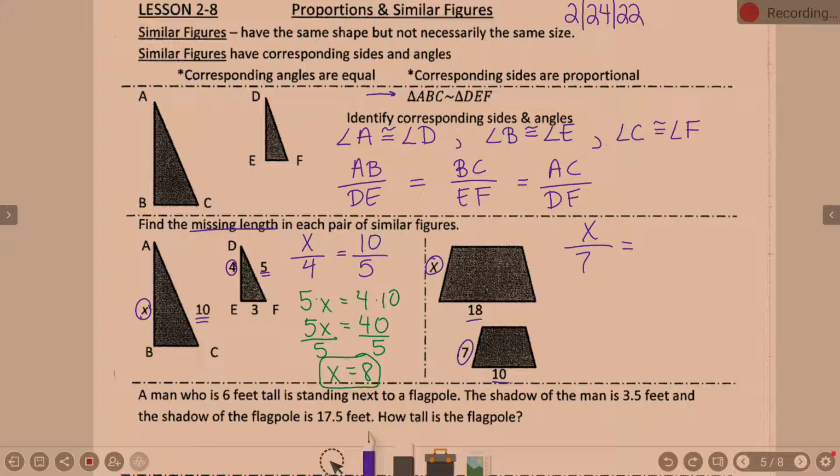Okay. What did I do first over here? We had x over 7. X came from the big trapezoid here. So when I do my second fraction, we need to be consistent. If this is x over 7, then you need to go back to the big and do 18 over 10. In other words, you have to be consistent. X came from the big one over 7 from the small one. So if you're going to go big over small, then on 18 and 10, you need to go big over small.